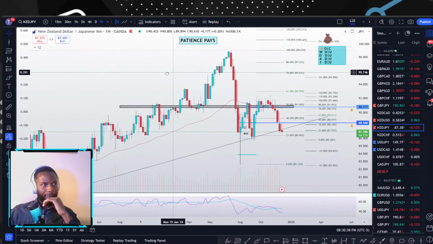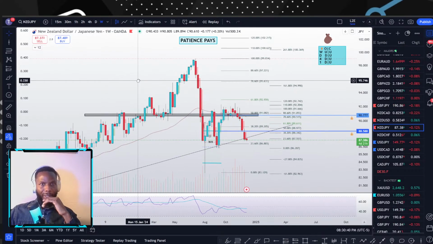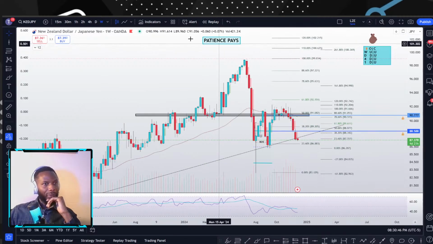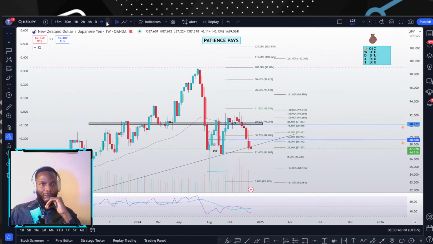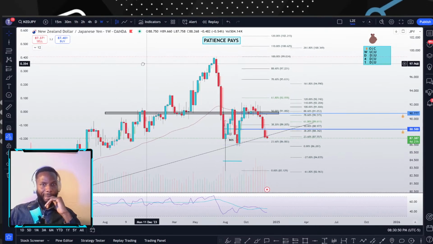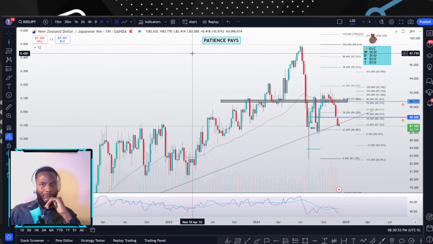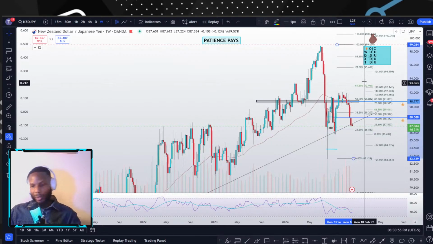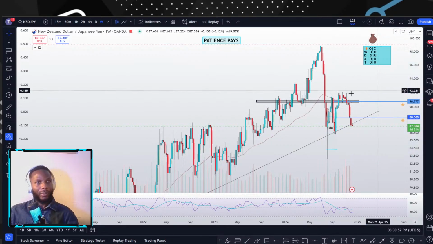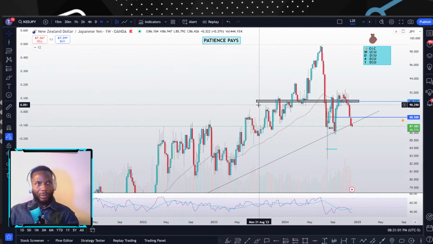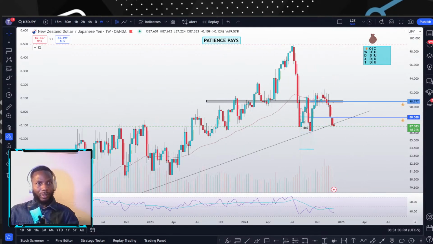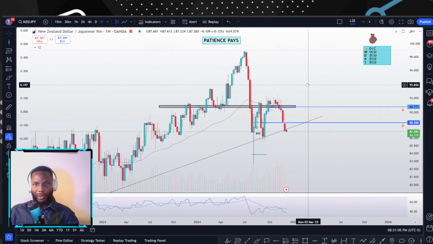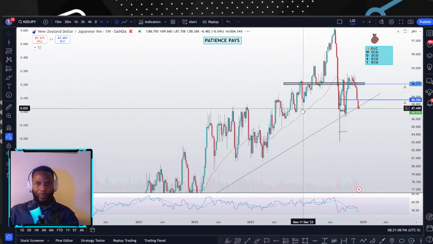Let's look at this pair. This is the New Zealand Japanese yen. So I'm gonna do this the way that I always do it. We start on the weekly, and I'm gonna get rid of all of these fibs. It's fine, I'll leave it like this.